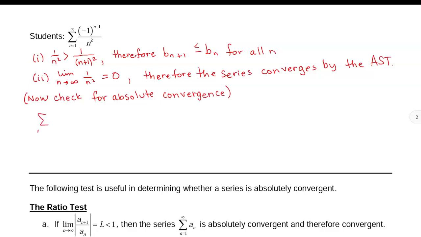Look at the series without the alternating component. So just look at 1 over n squared. This is a p series with p equals 2, which is greater than 1. Our series converges. This means that our original alternating series is absolutely convergent.